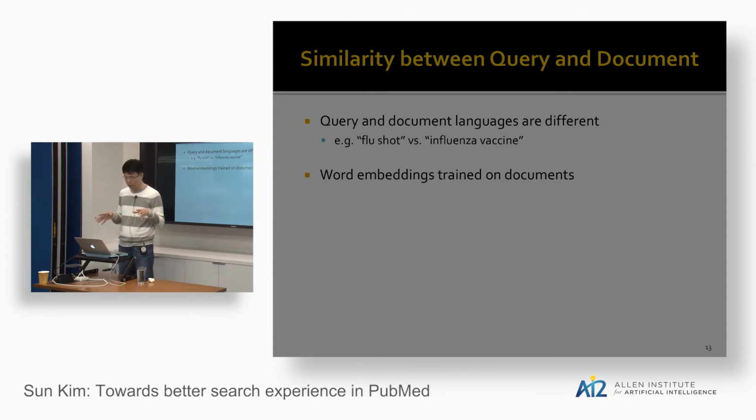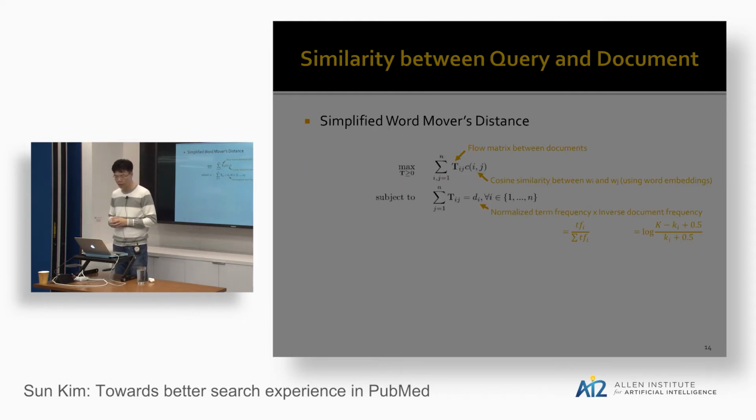And since we are going to use word embeddings trained on documents, we cannot use these embeddings to map words from document to words from query because they are actually basically in different semantic spaces. So we simplify the word mover's distance. The flow matrix here is the same, but we just change the minimum to maximum and define Cij as the cosine similarity function. However, one condition was removed from the original formulation.